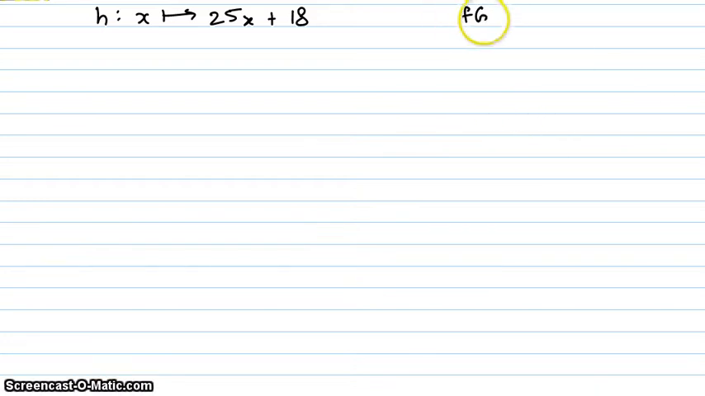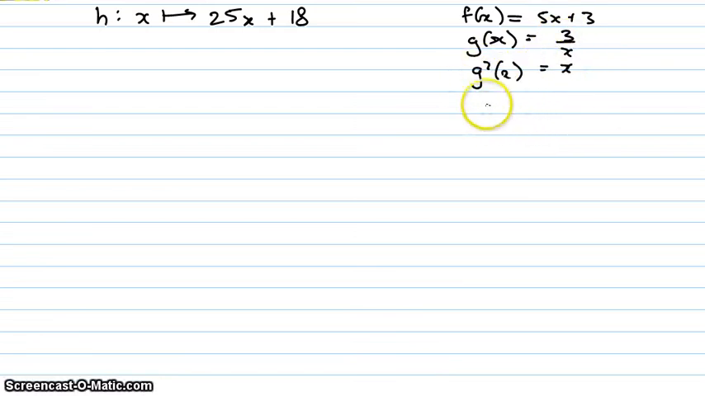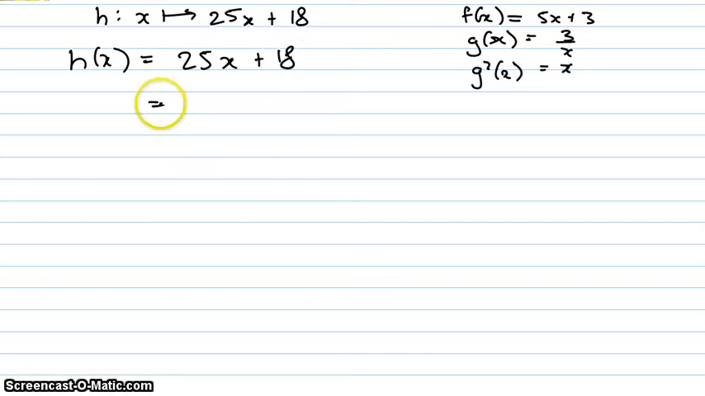So let's just recall f of x is equal to 5x plus 3, g of x is equal to 3 over x, and another useful one, g squared of x equals x. So there's a few ways of doing this. The first way is looking at the 25. You see that there are 25 x's, so to turn f of x into 25 of them, what would we need to do? So h of x equals 25x plus 18. Well, this is the same thing as 5 times 5x plus 3.